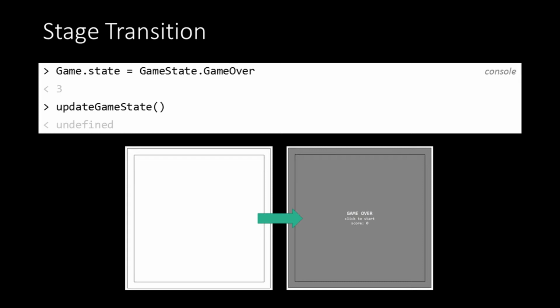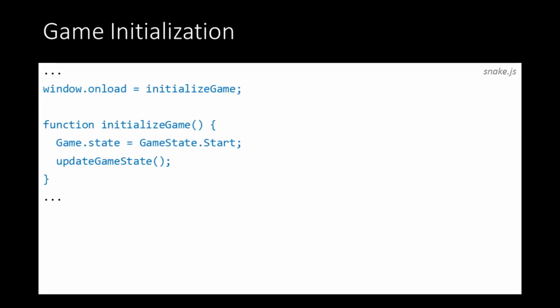Next, we'll test the game over state. We'll set the game state to GameState.gameOver and execute the updateGameState function. This should show game over in the information overlay. Now I'll add some code to execute when the game starts. First we want to initialize the game state to GameState.start and update the game state.